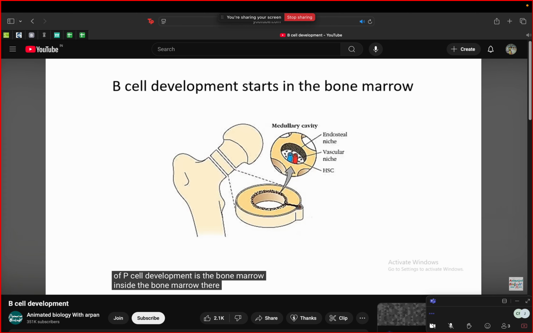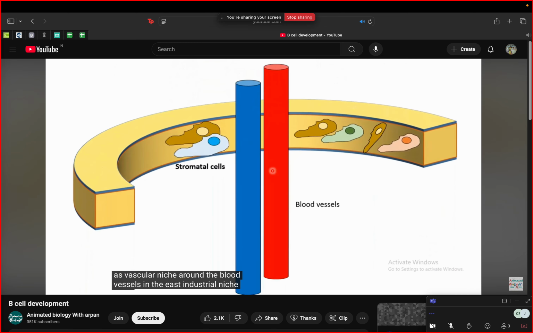Inside the bone marrow, there is the endosteal niche. The endosteal niche is closer to the bones, where the osteocytes are, and there is another niche known as the vascular niche around the blood vessels. In the endosteal niche, there are certain cells known as stromal cells. Now, these stromal cells play a crucial role in B cell development.